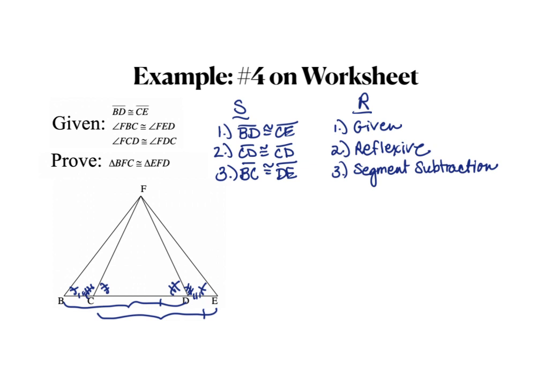Now I'm looking at angle, side, angle. So I have my side from the angle, side, angle. I now have to have two sets of angles. So let's see what we have here. FBC, this guy, is congruent to angle FED, that guy. Oh, that is the angle just on its own. So I'm going to write that down. Angle FBC is congruent to angle FED. That's given. And that is one of the statements I need to prove the triangles congruent.